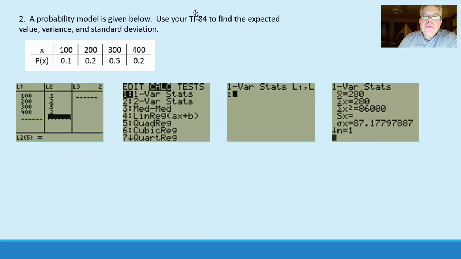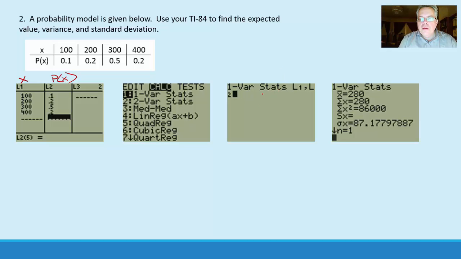So here's a probability model. We're going to use our TI-84 to find the expected value, variance, and standard deviation. Now it's a little bit different if you have an updated calculator with updated software or the old one. This program I was using to generate these screenshots has the old one. So here's the probability model, and you have to enter the values of the random variable into list 1, and in list 2, you put their probabilities. Then you go to calc, one variable stats, which we used at the beginning of the year.